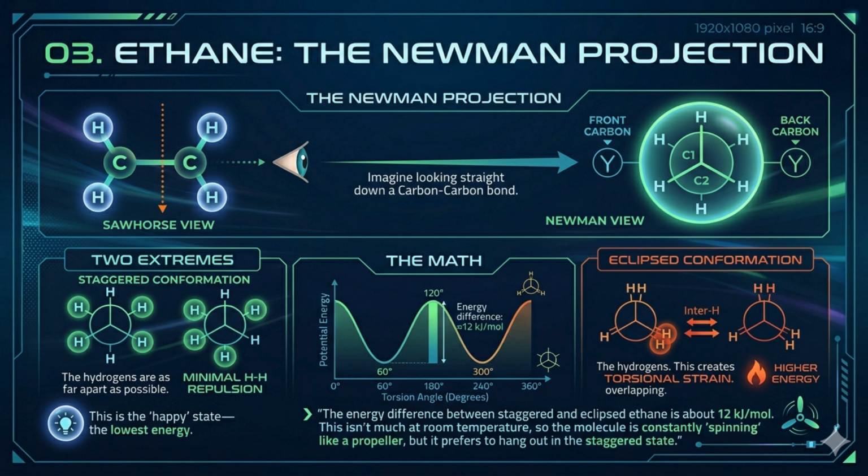We can map this entire rotation on a potential energy graph. As the torsion angle changes from 0 to 360 degrees, the molecule's energy peaks during the eclipsed states and bottoms out during the staggered states. The energy difference between these peaks and valleys is about 12 kilojoules per mole. Now, at room temperature, there is more than enough ambient thermal energy to overcome that 12 kilojoule hurdle. The ethane molecule isn't locked in place. It is constantly spinning like a tiny propeller. However, because nature always favors the path of least resistance, the molecule prefers to spend the vast majority of its time hanging out in those stable, staggered valleys.